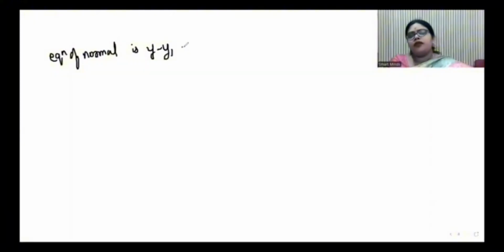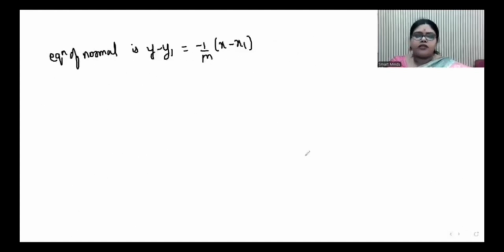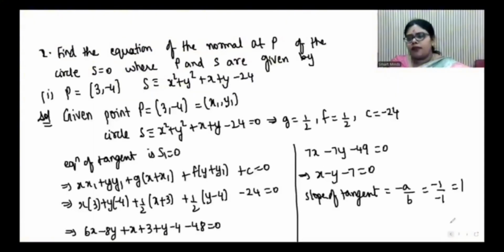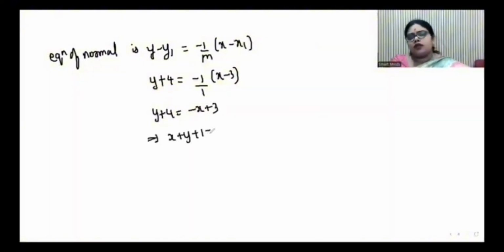So y minus y1 is minus 1 by m into (x minus x1). Now in the place of x1 and y1, we will substitute (3, minus 4). So y minus of minus 4, that is y plus 4, is equal to minus 1 by m, where m is 1, into (x minus 3). Now y plus 4 is equal to minus x plus 3. Bring all terms to one side. x plus y plus 1 is 0. This is the equation of normal.